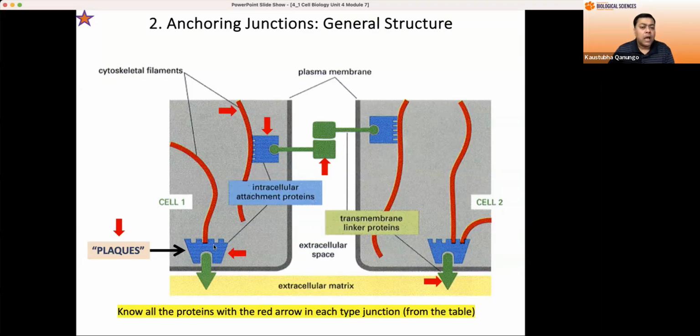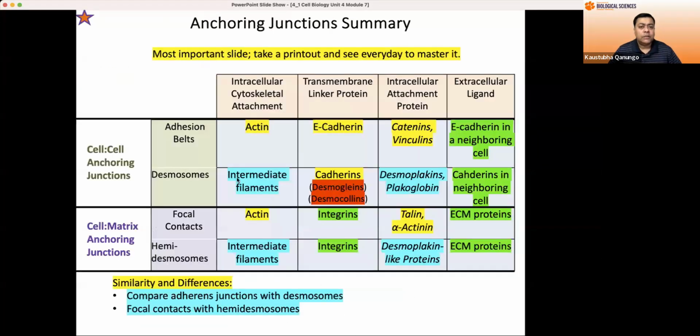And sometimes these intracellular attachment proteins are also known as plaques. If you just look at the desmosomes, the intracellular cytoskeletal protein is intermediate filament, and the transmembrane linker proteins are the cadherins. They have some specific names based on desmo. They are known as desmogleins or desmocollins. And the intracellular attachment proteins are desmoplakins, plakoglobin, and cadherins right here in the neighboring cell. So they are also the same, just like this. So these are your desmosomes.